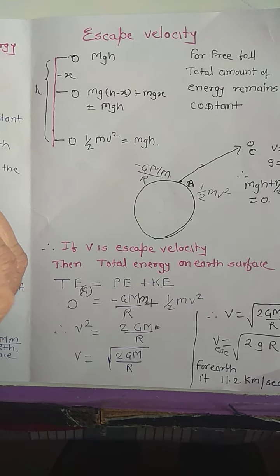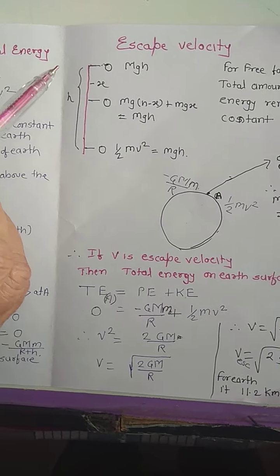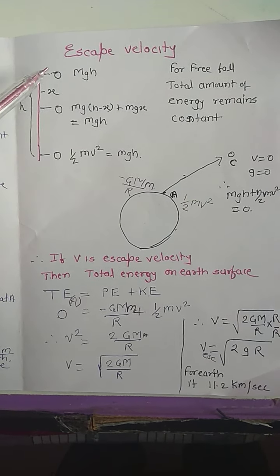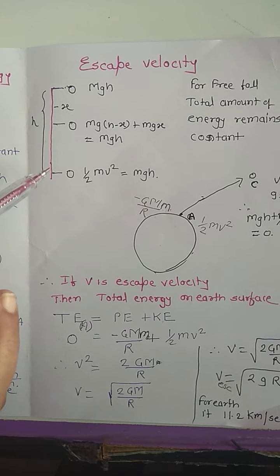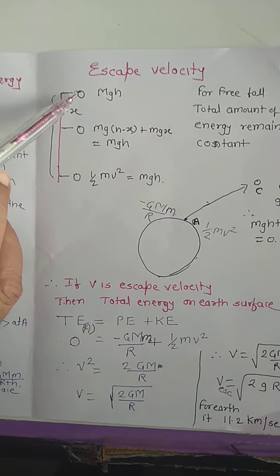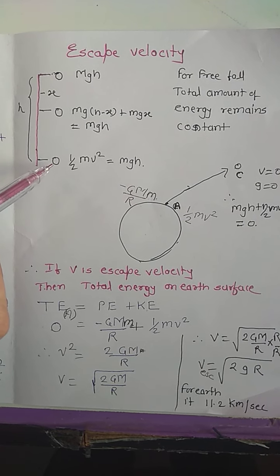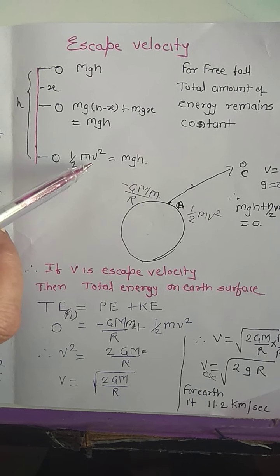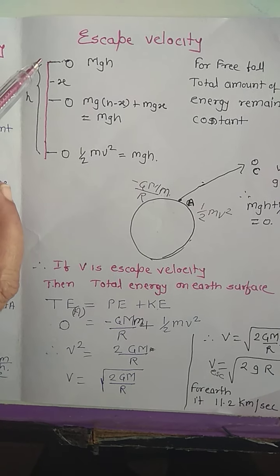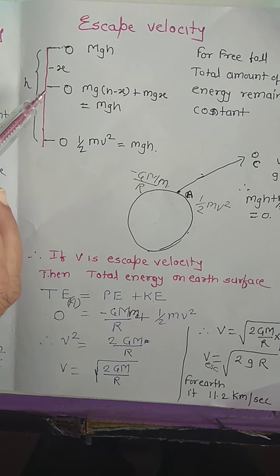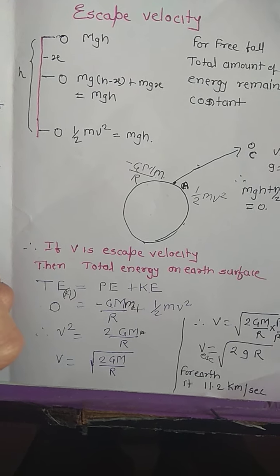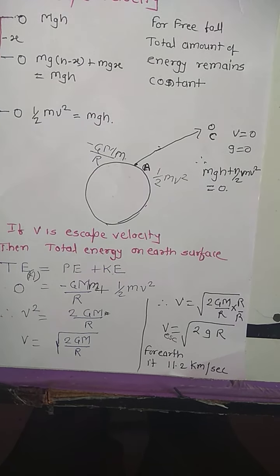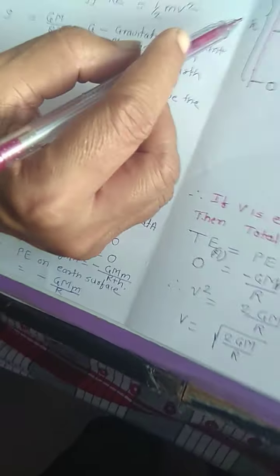Now to find this, we will recall last year's concept of free fall. When an object is freely falling to the ground, its total amount of energy remains constant. That is, its total potential energy mgh gets converted into total kinetic energy half mv square. In between the path, the total amount of energy remains constant at any point. Do you remember this? Yes, of course, all of you remember this.